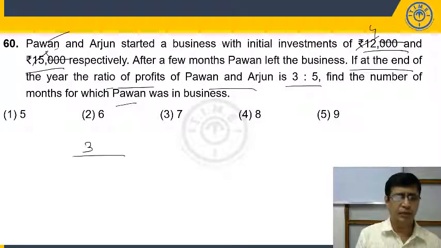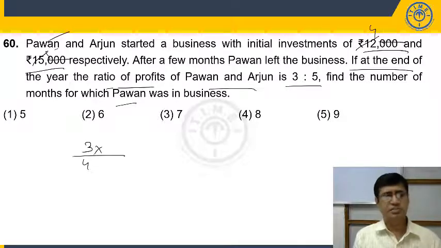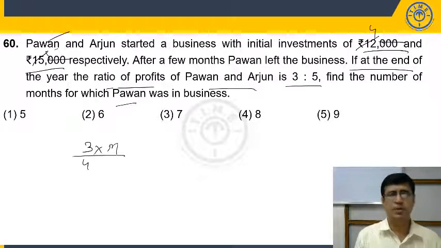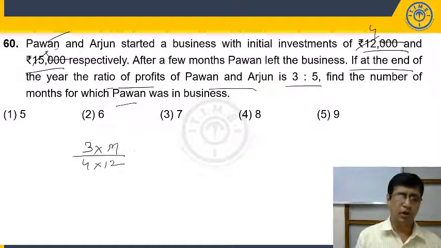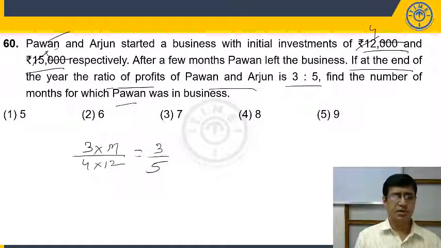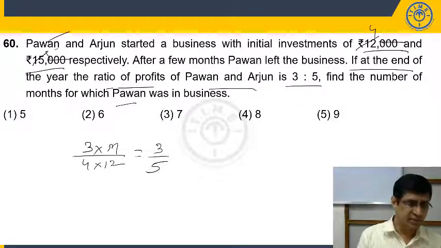So 3 by 4. Whereas Pawan invested his money for a few months. How many months, I don't know, I am just assuming m months. Whereas Arjun was there for the complete year, so 12 months. Whereas the profit sharing ratio is 3:5. Now simplify this. Now the cancellation, 3:5 is the value. Sorry, 4:5. Small correction here.